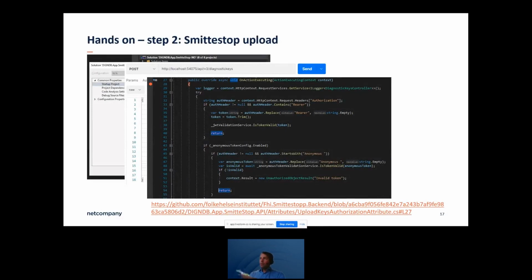Yeah, this showed you what an anonymous token is in this case, how it is used in the Norwegian Smittestopp app, and how it works. And you should, with fairly small steps, be able to use this in your own setup.